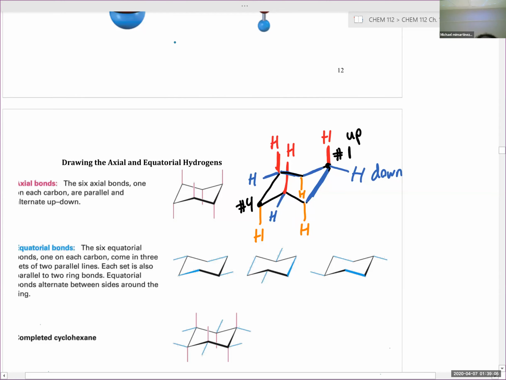Let's fill in our equatorial hydrogens pointing up. Okay, again, always make sure your carbon-hydrogen bonds, if they're equatorial, are parallel to the carbon-carbon bond in the ring. So we filled in our equatorial hydrogens pointing up.